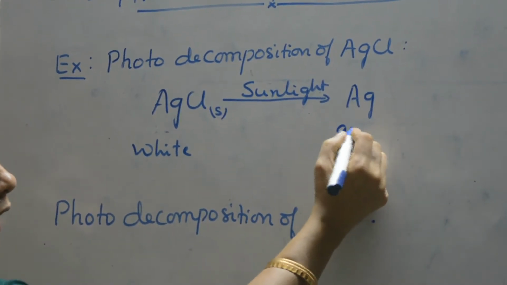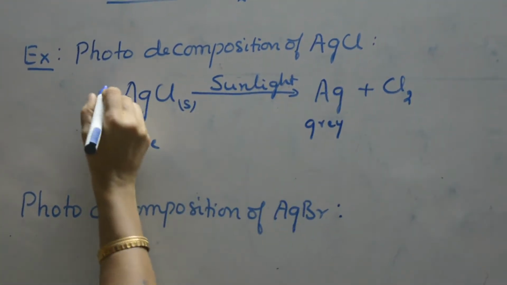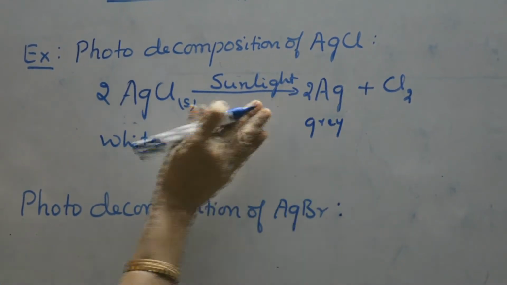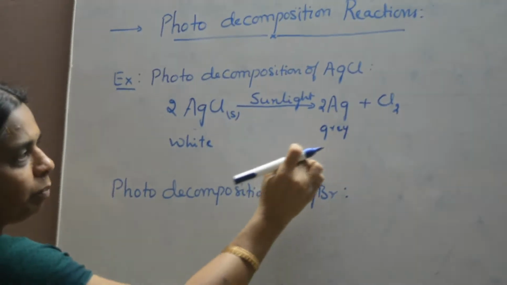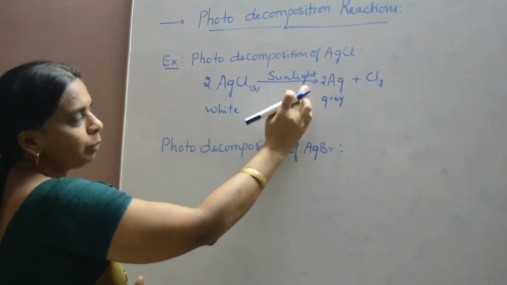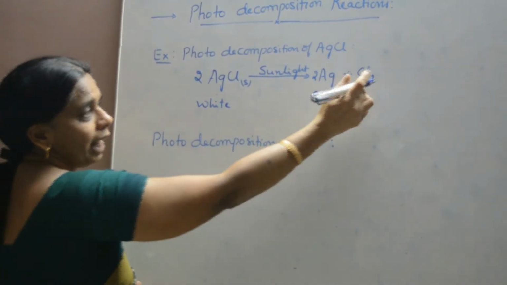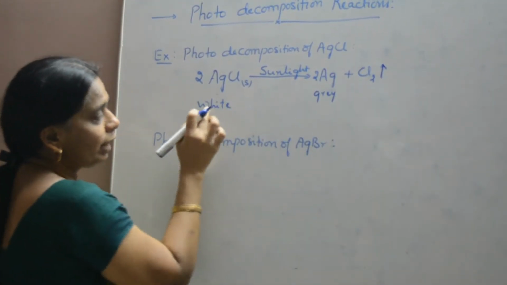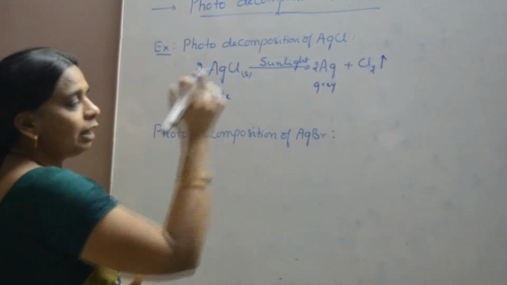We get grey colored silver and chlorine gas is evolved. This is the reaction which takes place during the photo decomposition of silver chloride. Silver chloride on sunlight exposure gives silver and chlorine. The chlorine gas escapes, and the white colored silver chloride turns into grey colored silver.